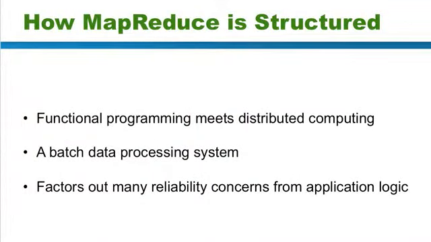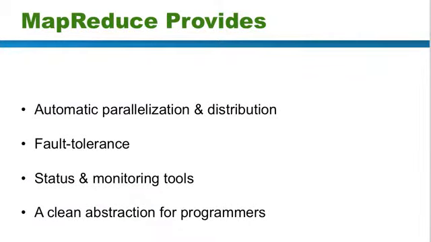So how is MapReduce structured? Well, MapReduce is a functional programming model that meets distributed computing. It's a batch data processing system. It is not real-time, and it factors out many reliability concerns from application logic, such as hyperthreading, such as multitask procedures, such as operating on a distributed cluster. MapReduce provides automatic parallelization and distribution, fault tolerance, status and monitoring tools, and a clean abstraction for programmers, away from all the nitty-gritty details on how it actually distributes itself across the cluster.